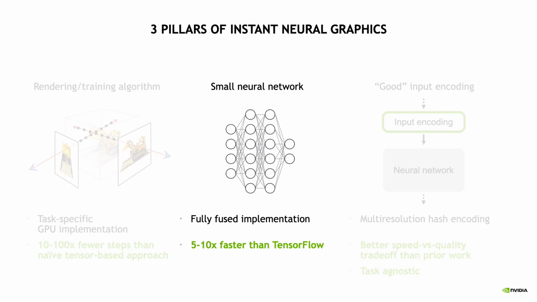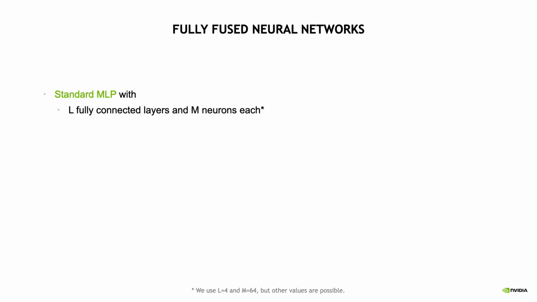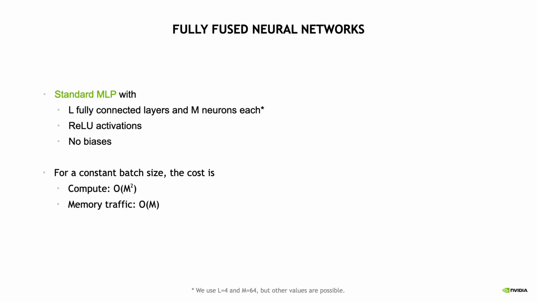First, I want to give a quick overview of what we call fully fused neural networks and why they can be faster than the networks implemented in established frameworks. Let's say we limit ourselves to multilayer perceptrons, which means some number L of fully connected layers with M neurons each, ReLU activations, and no biases, just for simplicity. The key observation is that the compute cost of such networks scales with the square of the number of neurons, while their memory traffic scales linearly.